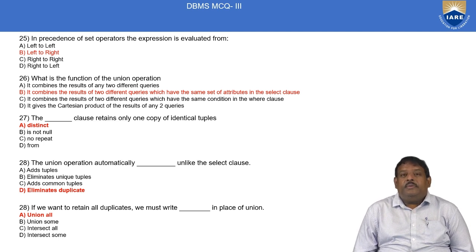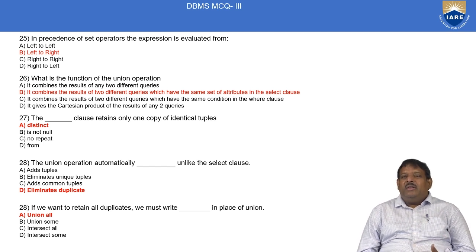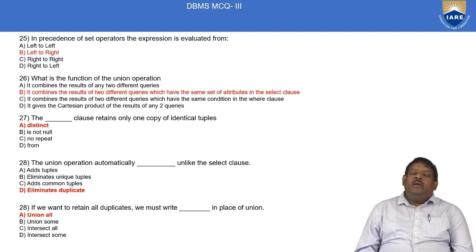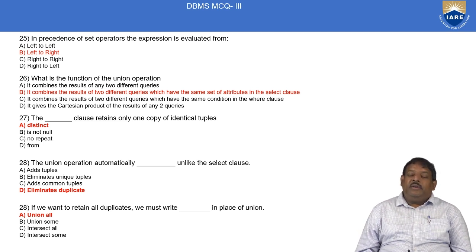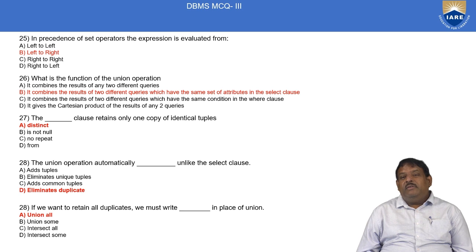Okay. Next question. Dash clause retains only one copy of identical tuples. So what is the keyword that will give you only the distinct values? Distinct is a keyword used to get only one value for each group.